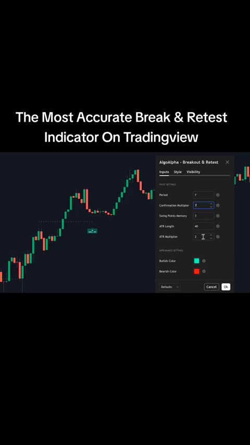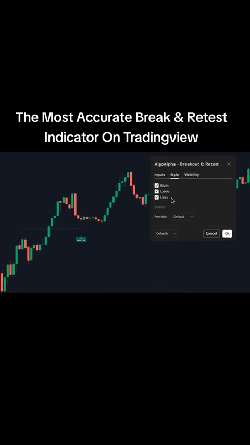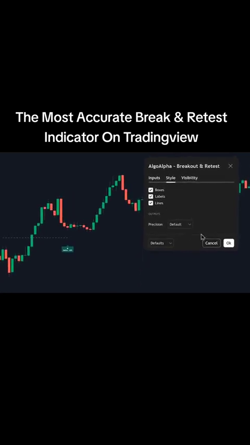Basically, this is going to make the indicator smoother, and the higher this number is, the smoother it'll be. And then you can change the colors for bullish and bearish volumes respectively. The Style tab has several options that you can toggle on or off. After you've made your changes, click OK.